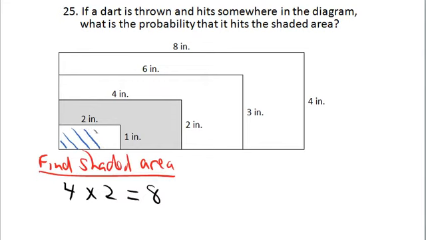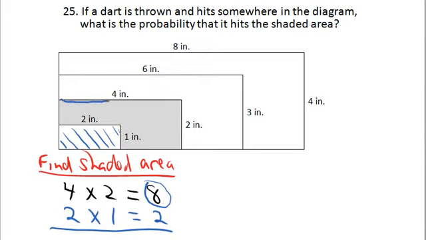So I need to take out this much from the 8. 8's too big by that much. But that's a 2 by 1 rectangle. And that's 2. So what I've done now is I've found the area of the bigger rectangle, 4 by 2, and then I've taken out the 2 that I really don't want. So I end up with the shaded area being 6 square inches.